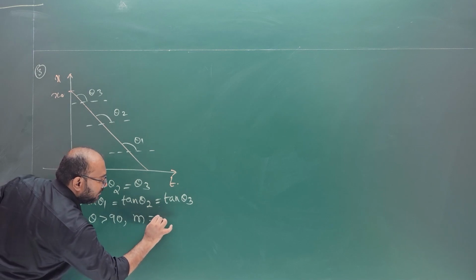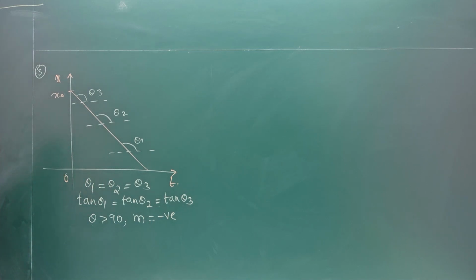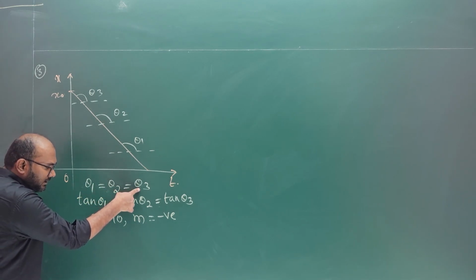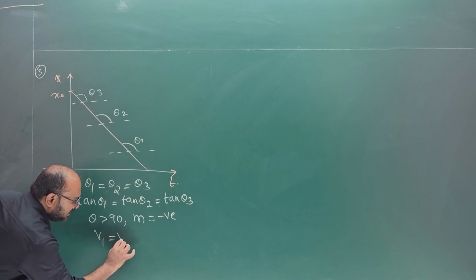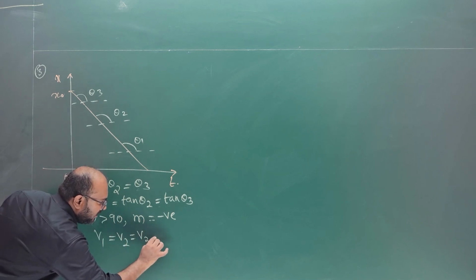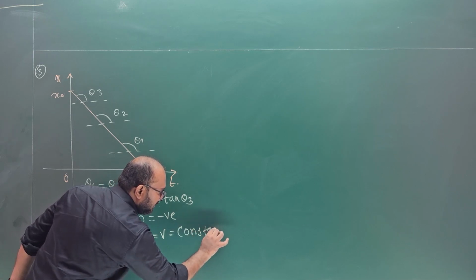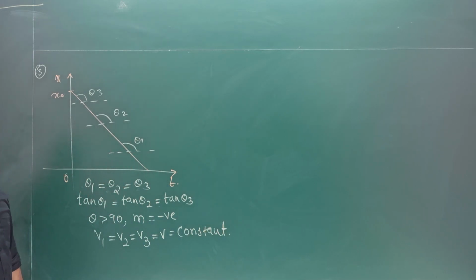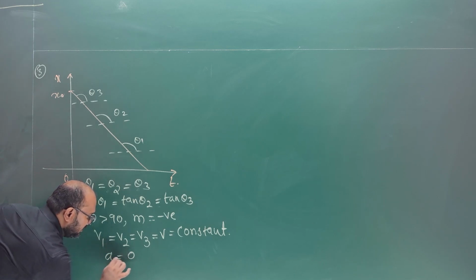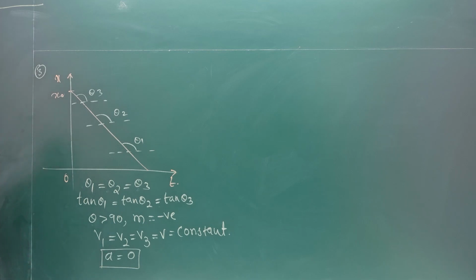Then can I say m is negative? m is negative. If m is negative, then can I say that, by seeing this theta 1, theta 2 and theta 3, the velocities are equal to each other. So v1, v2 and v3 are all equal to v, and this v is constant. Yes or no? Okay. If velocity is constant, what is the value of acceleration? Acceleration is 0. Can I say that?